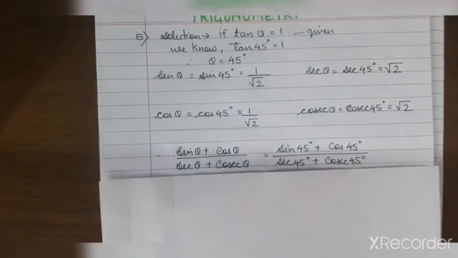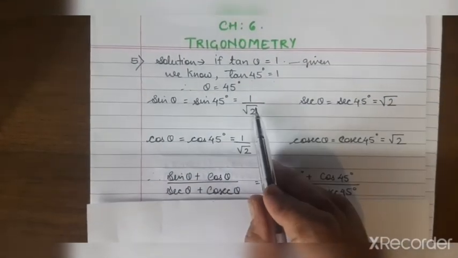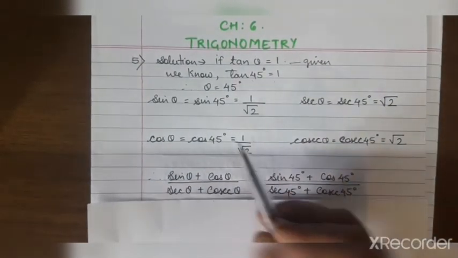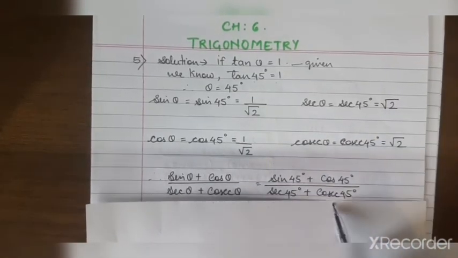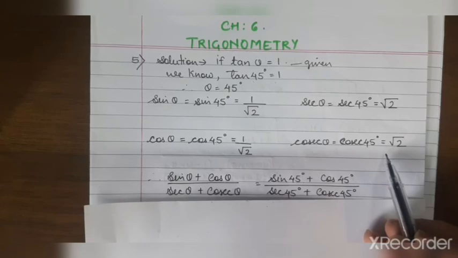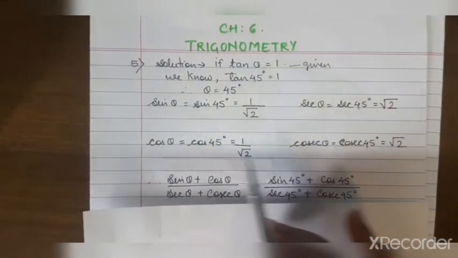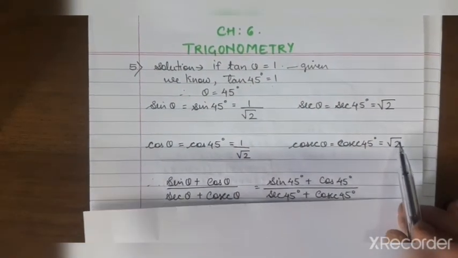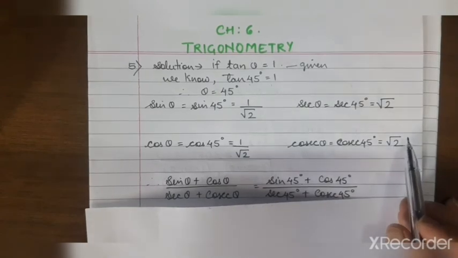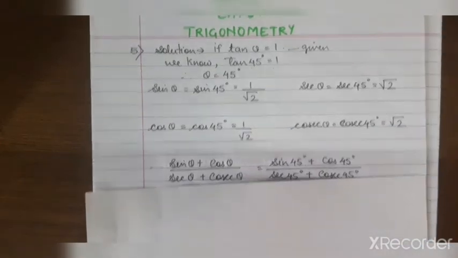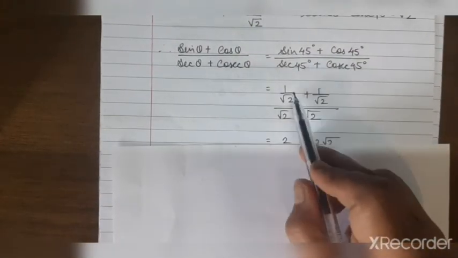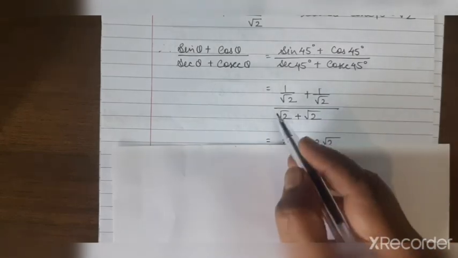So here we need sine 45, which is 1 upon root 2. We need cos 45, which is 1 upon root 2. We need sec 45, which is root 2. And we need cosec 45, which is root 2. We need to study this full chart of trigonometric values because they are not given in the sum. Now we will substitute all these values here: 1 upon root 2 plus 1 upon root 2, upon root 2 plus root 2.